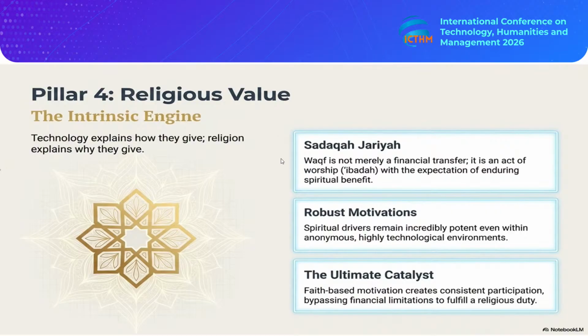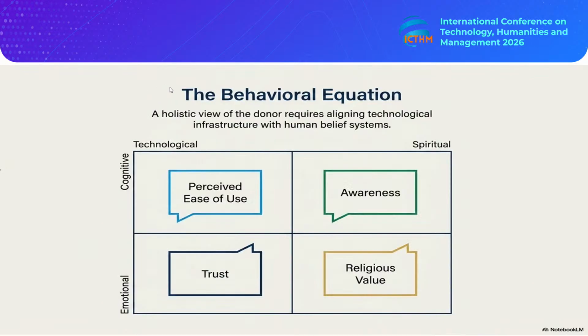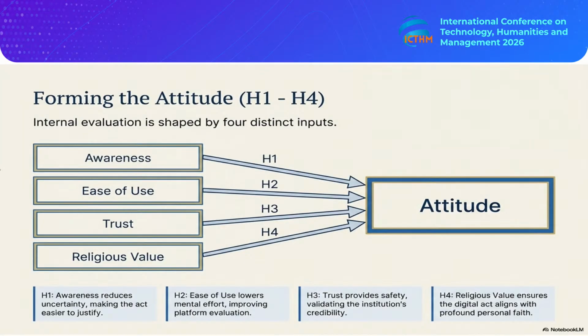The next pillar related to this is the industry engine. Technology explains how to give. Religion explains why to give. This why is the reason we contribute to the wakaf. We know that wakaf is jariah, with the motivation and ultimate catalyst. So these are the four variables that I mentioned just now. These are all the tests that we measure throughout the hypotheses.